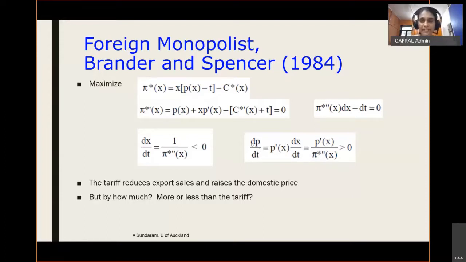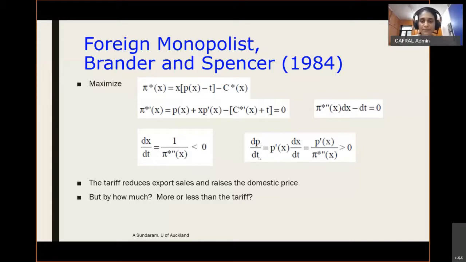So if I'm the Indian government and there's only one aircraft maker that is selling aircrafts, and if I put on a tariff on imports of aircraft, of course, it's going to bring down imports, but what is it going to do to the price that Indians are paying for that aircraft, right?